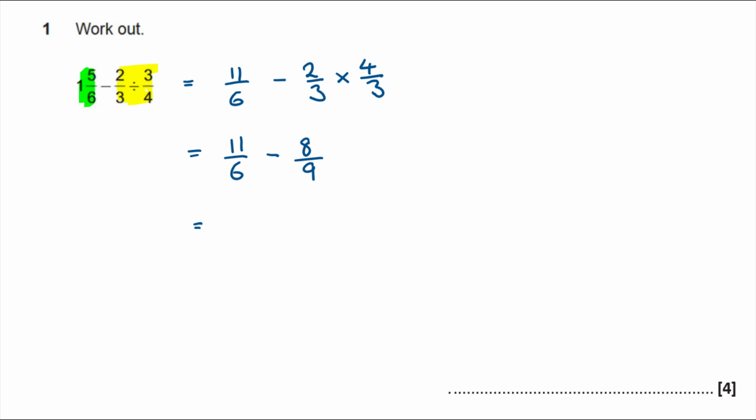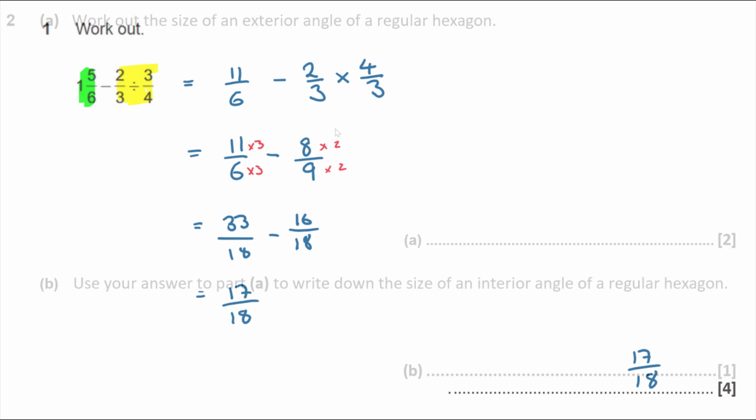When you're adding and subtracting fractions, you need the same denominator. I've got different ones here, 6 and 9, but they both go into 18, don't they? If I times top and bottom of this one by 3, and top and bottom of this one by 2, I'm going to get equivalent fractions over 18. So 11 3s are 33, 6 3s are 18, minus 8 2s are 16 over 9 2s, which is 18. So I've got 33/18 minus 16/18. Now the denominators are the same, I can just subtract the numerators. So what's that? 17/18. That's my final answer then: 17 over 18.